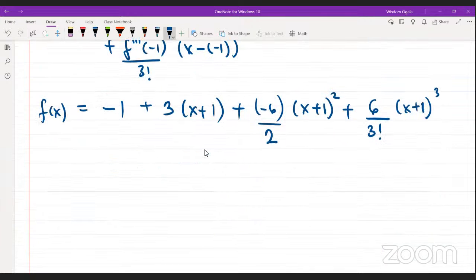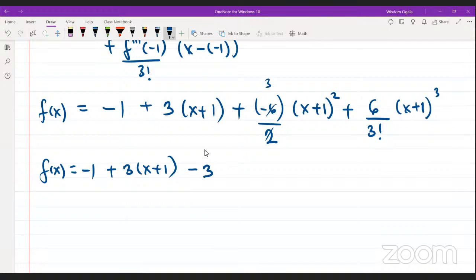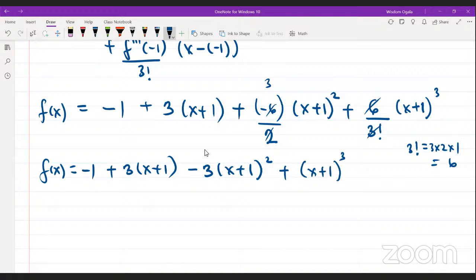Okay. So this is f of x equals -1 plus 3 times x plus 1. Now, the 2 takes off this guy, you have minus 3 times x plus 1 all squared, plus, now 3 factorial is 6. 3 times 2 times 1, and that is just 6. You have this guy will knock off this guy. So I have x plus 1 cubed.